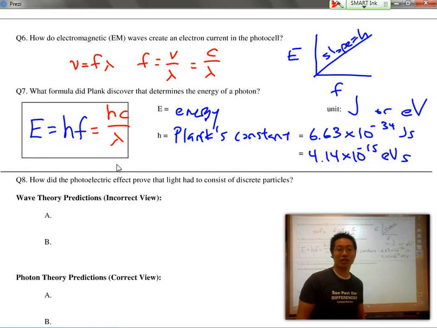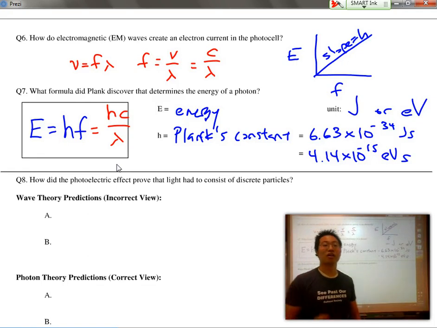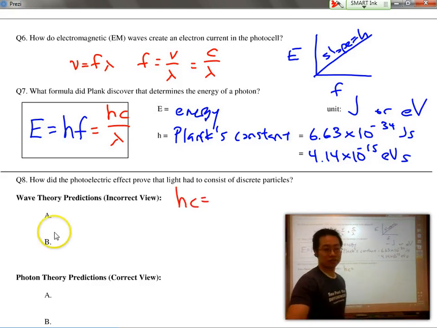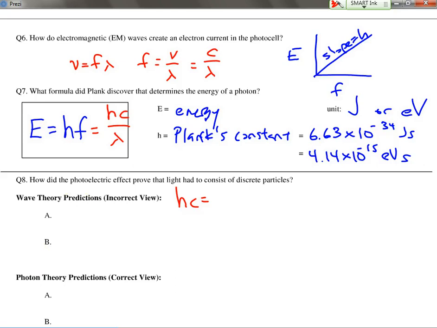Now, since h is a constant and c is a constant, we actually have on our reference table the value of hc: 1.99 times 10 to the negative 25th joule meters, or 1240 electron volt nanometers. Okay, so let's actually do a quick practice question with this formula before we move on to talk more about the photoelectric effect.